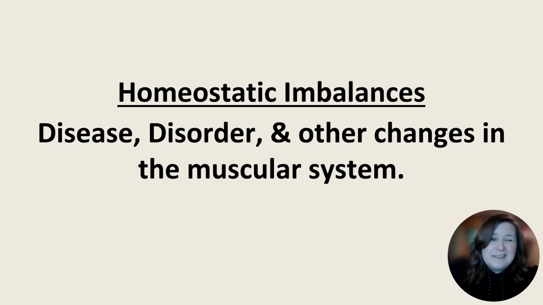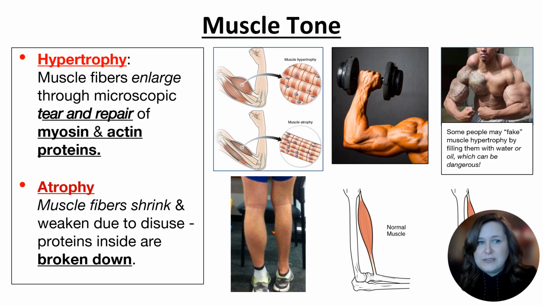Let's talk a little bit about diseases, disorders, and other changes in the muscular system. We're not going to talk a whole lot about this. I just want to touch on it a little bit. So you will see the word hypertrophy. Hypertrophy is when muscle fibers are enlarged. This is through microscopic tearing and repairing of those myosin and actin proteins. So we see this with like bodybuilders when their muscles get really, really big.